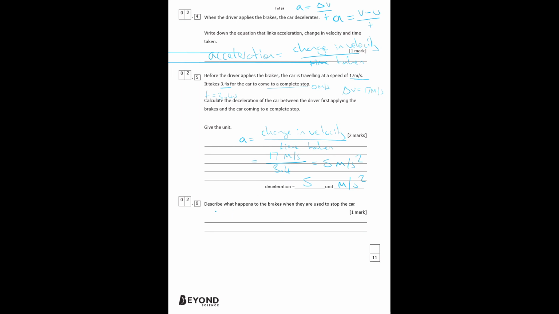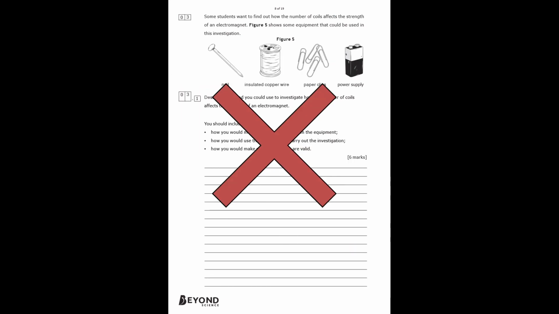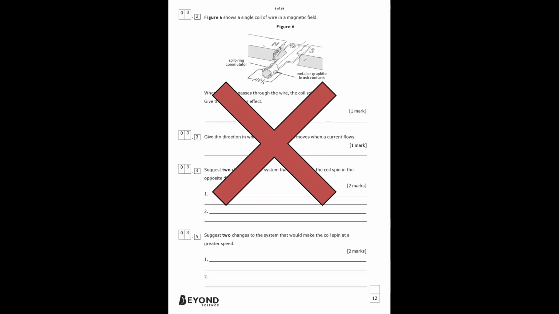So 2.6. Describe what happens to the brakes when they are used to stop the car. Well, brakes work by friction, therefore they become hotter. Their temperature increases, I should really write. Their temperature increases, and that is because of friction. That is question 2. I won't be going through question 3 on electromagnetism, as you are not being assessed on electromagnetism.